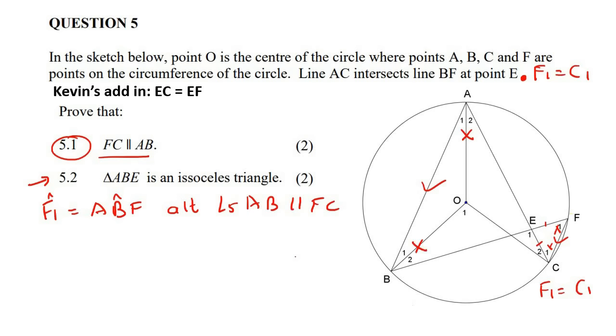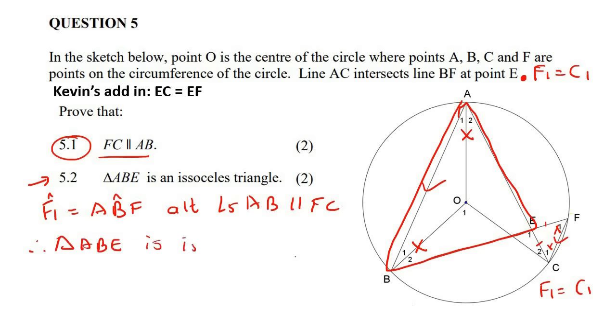So then if we look at the triangle that they were talking about, ABE, we can see that it's isosceles, because this angle and this angle are the same. So we can then say, therefore, triangle ABE is isosceles. Why? Well, because the angle BAE is equal to ABE, because that angle and that angle are the same. Okay, guys, let's move on from this question.